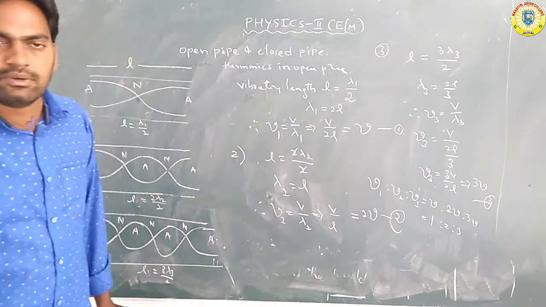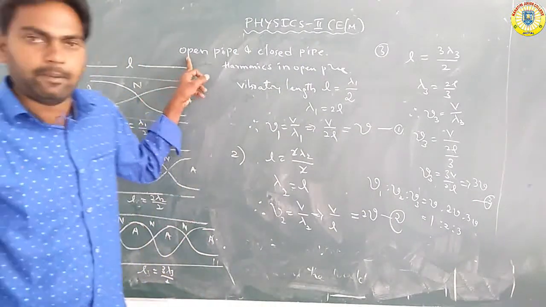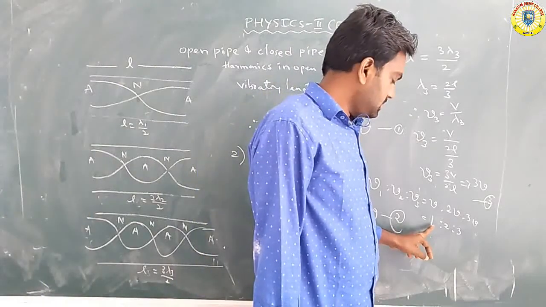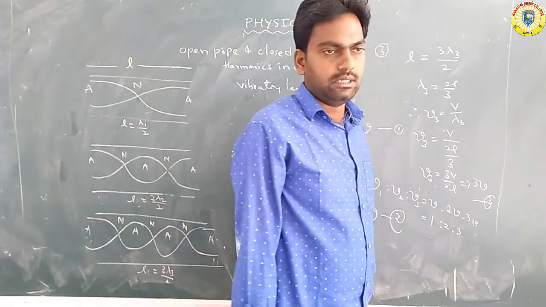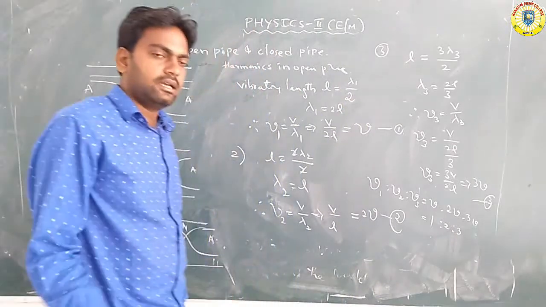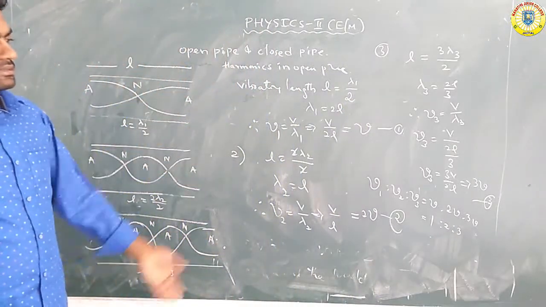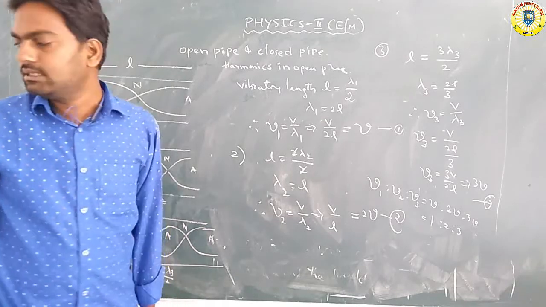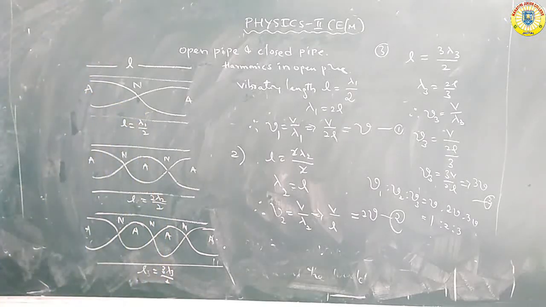Harmonic ratio in an open pipe. So the ratio is 1 is to 2 is to 3. Okay, so if we consider the number of harmonics, the ratio is extended. Okay, so next we discuss the closed pipe.